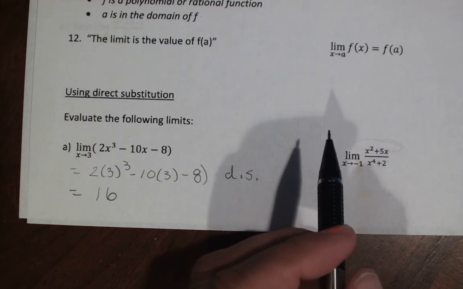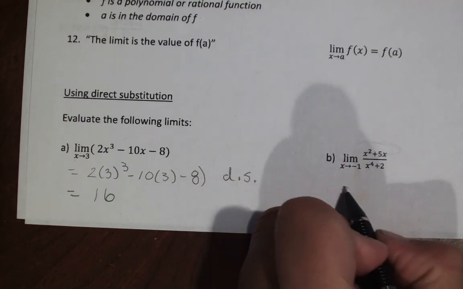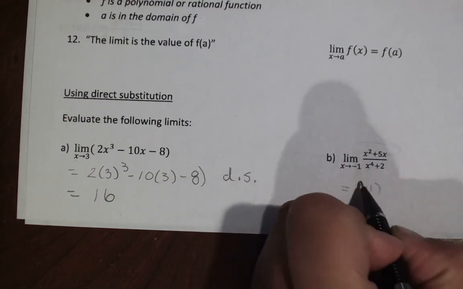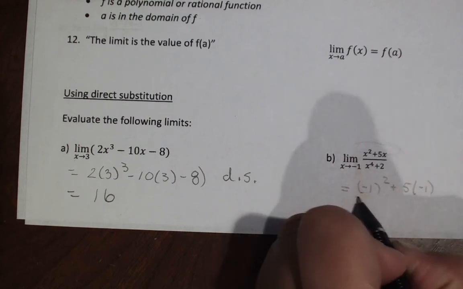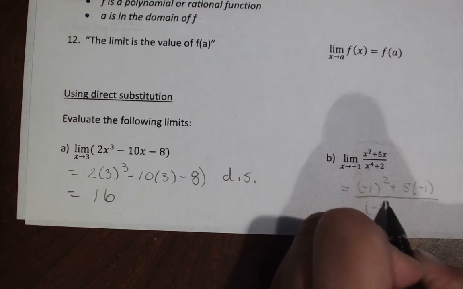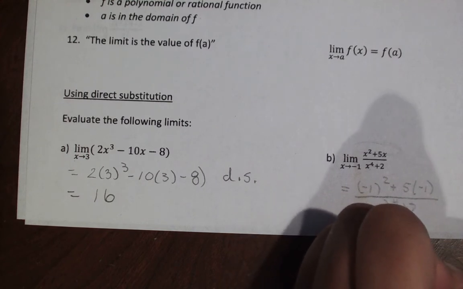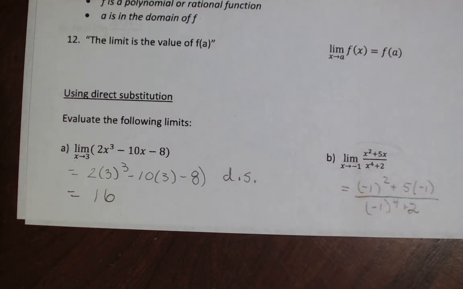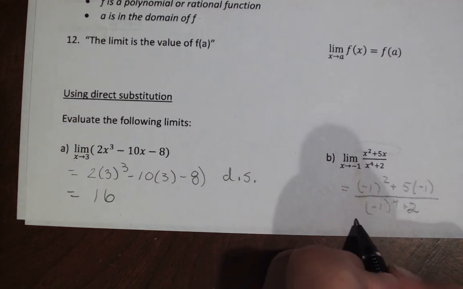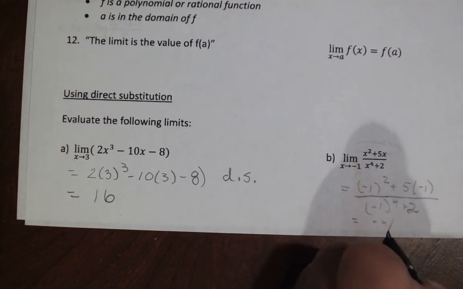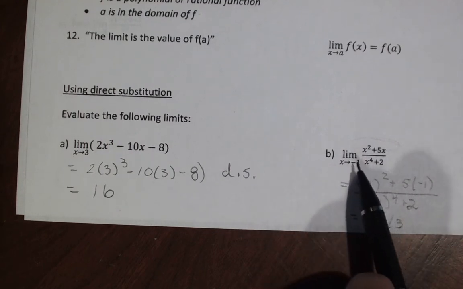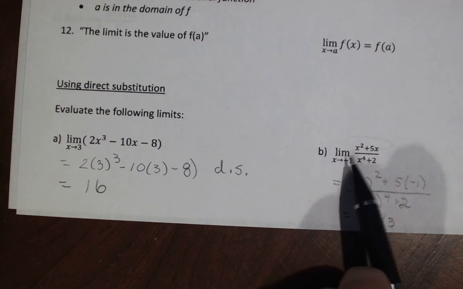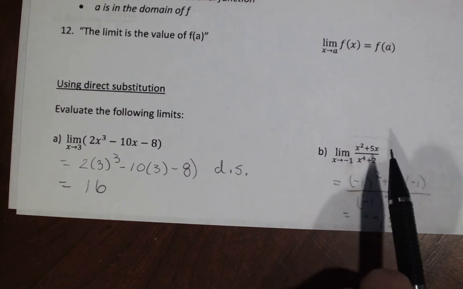So then I could do direct substitution, and this is going to be -1 squared plus 5 times -1, all divided by -1 to the 4th plus 2, which gives me -4/3. So you only can use direct substitution if this value is in the domain of this given function.